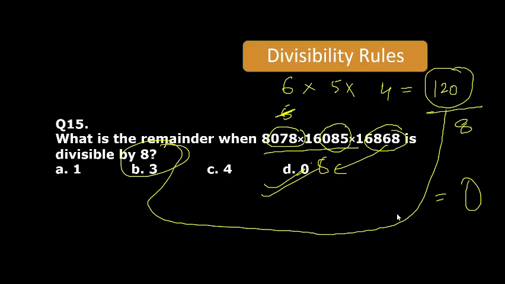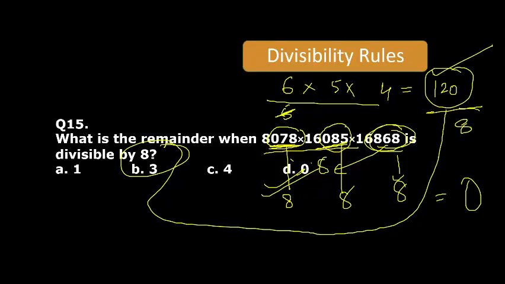0 is the correct one. Good. But what is the trick? We have to see just the last 3 digits. Divide here by 8, divide here by 8, and divide the last 3 digits by 8. Find the remainders, multiply them, and you will get your answer. Right?